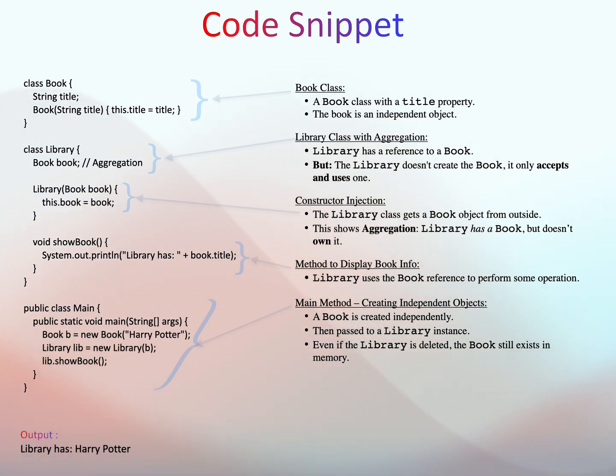Now here's the key. Even if the library gets destroyed, the book object still exists in the memory. This means a book is not tightly owned, it's aggregated. That's aggregation. The has-a relationship where the child can survive without the parent.